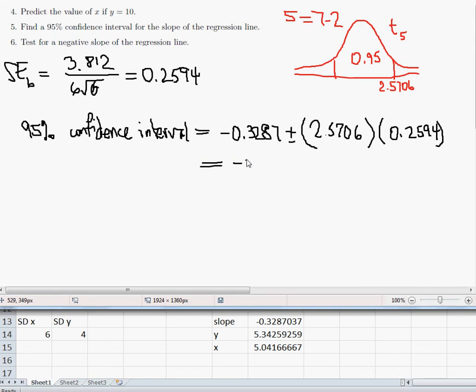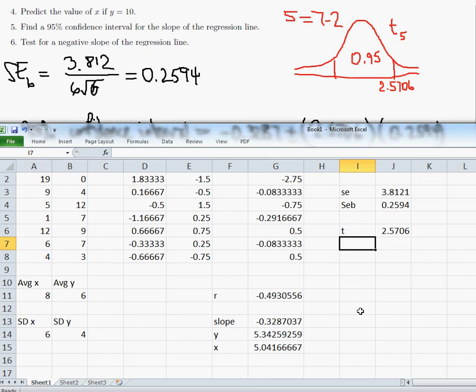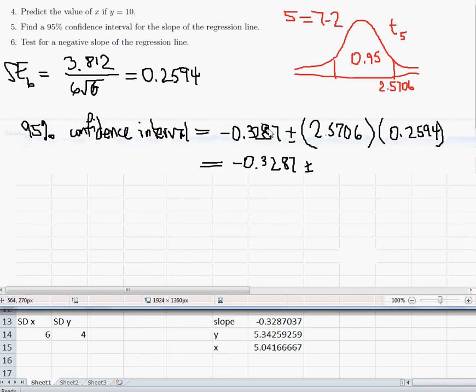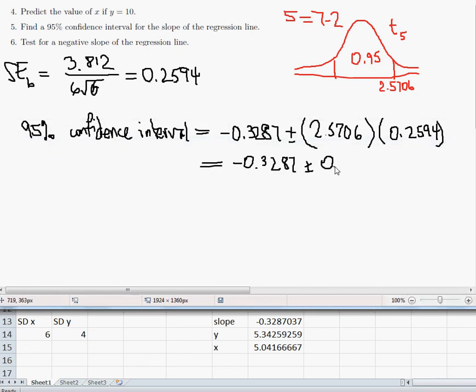So negative 0.3287 plus or minus. Okay, so the margin of error will be equal to this number times the standard error, which is 0.6668. Now notice that is a very, very wide confidence interval because we had a pretty small sample; n was only equal to 7.